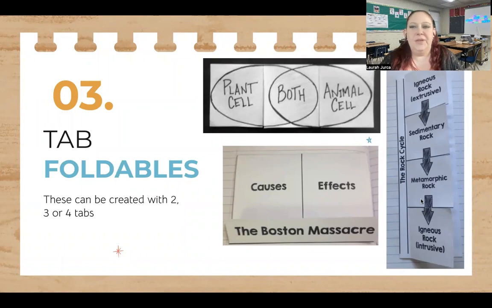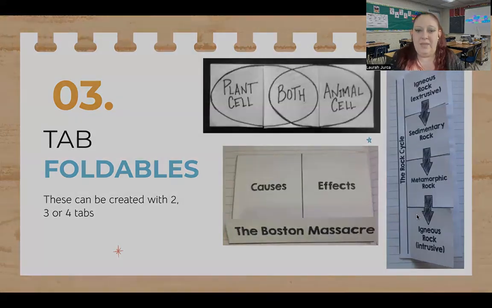So the next kind of foldable that we're going to look at are tab foldables. Again, these are really versatile, have a variety of different uses. You can see here examples. In this one for a study of 5th grade American Revolution, they're studying the causes and effects of the Boston Massacre. At the top, again, we can see an example of comparing plant and animal cells. And then over on the left, you can see an example of a 4-step cycle, the rock cycle, and how you could use this tab foldable for this. Again, like some of the other books, these can be created with 2, 3, or 4 tabs. So let's look at how we can begin creating this.